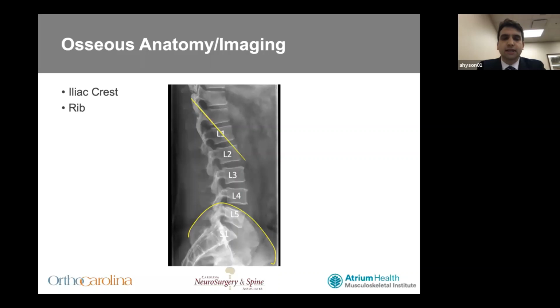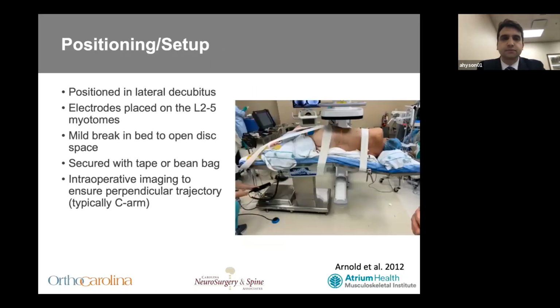Additionally, more proximally in the lumbar spine, you have to be cognizant of the ribs which may be traversing the disc space and may need to be resected in order to access the disc.